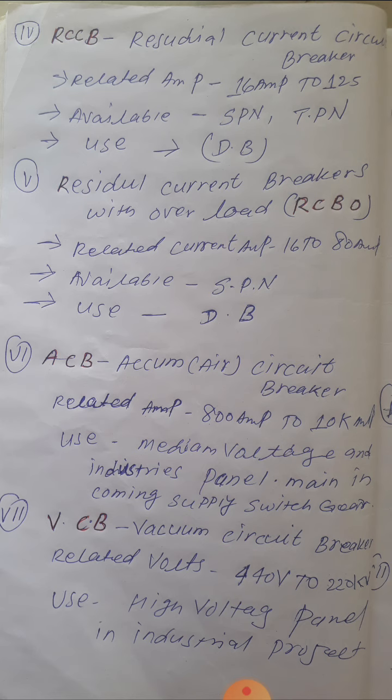And VCB, vacuum circuit breaker. VCB full form is vacuum circuit breaker, with related volts of 440 volts to 220 kV. So this is also very big, and this is also used in big power plant projects and industrial areas. They use high voltage panels in industrial projects. These two are not related to domestic housing or domestic wiring purposes.